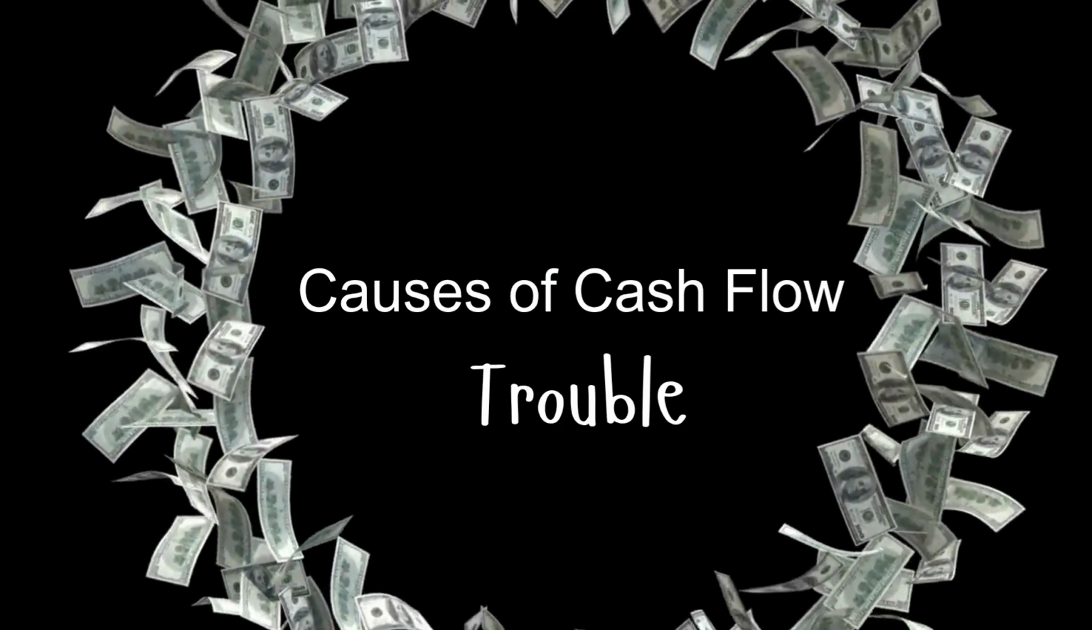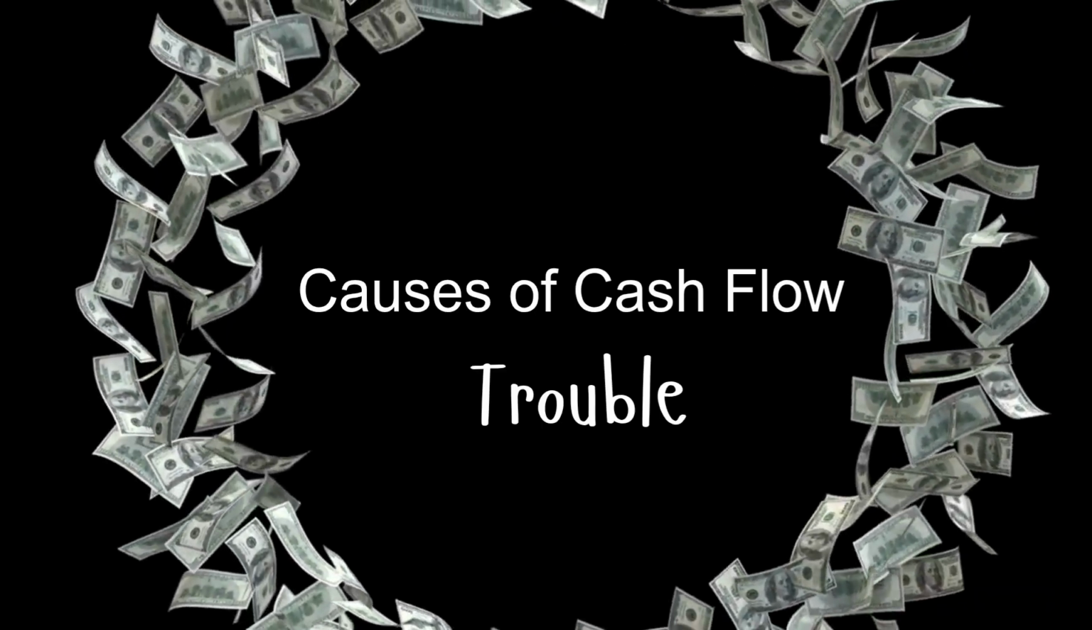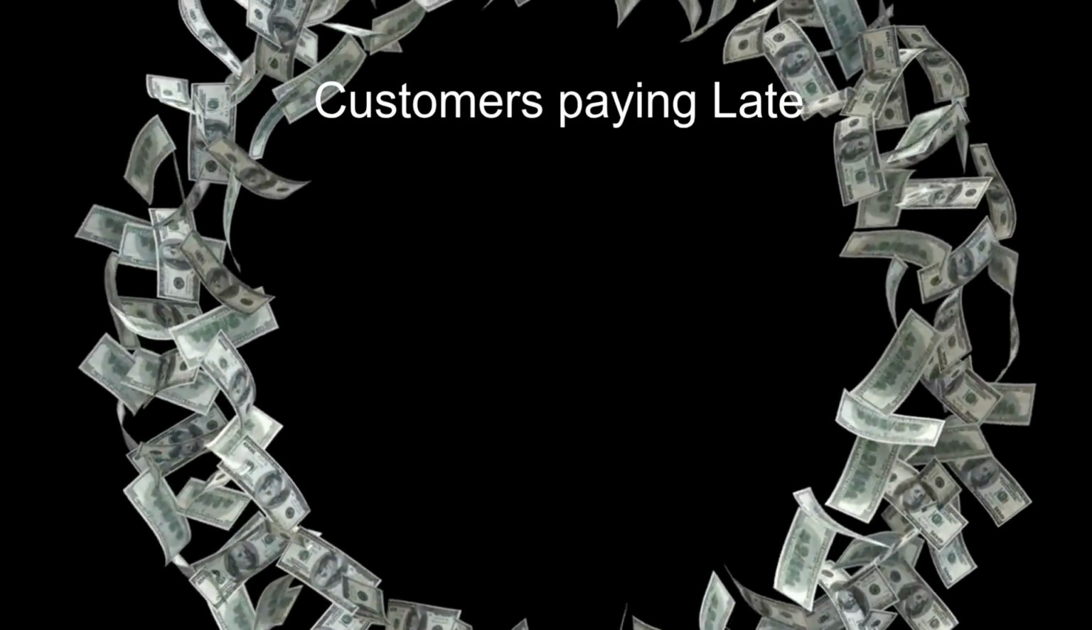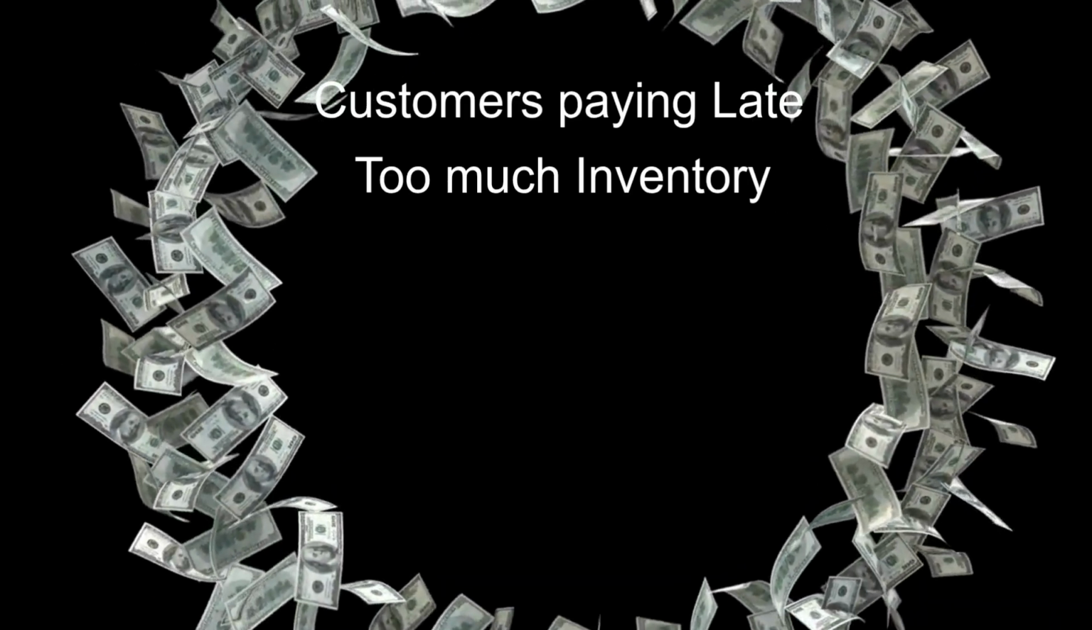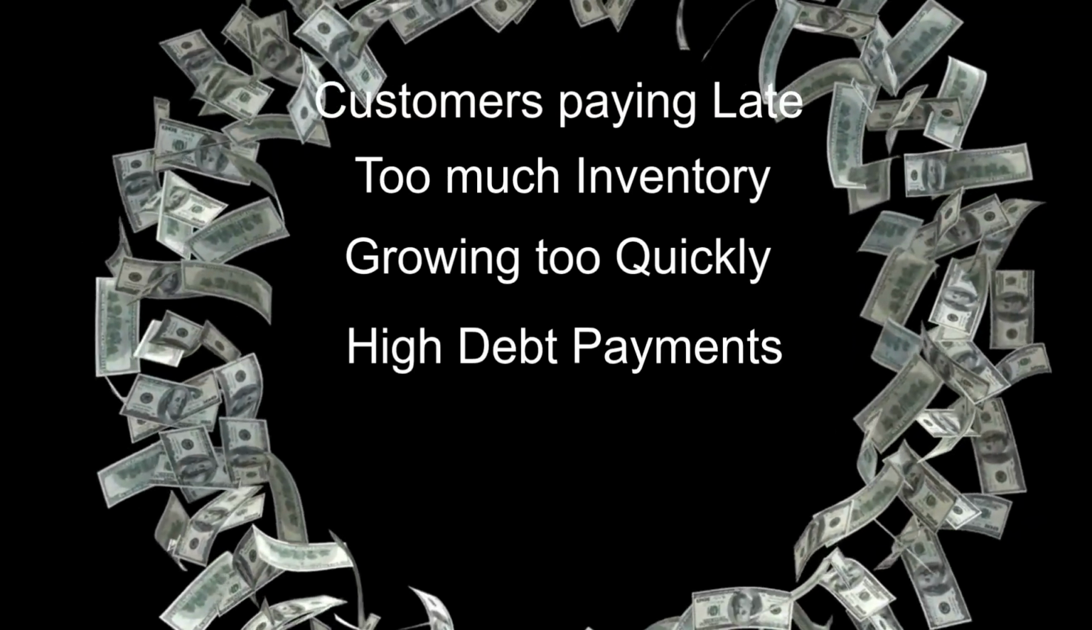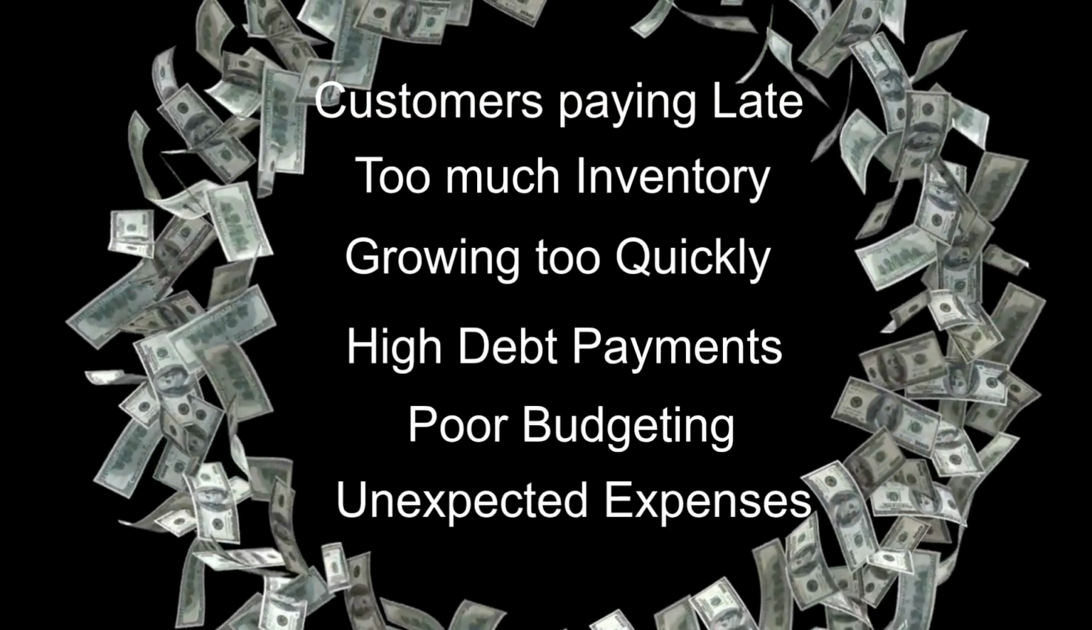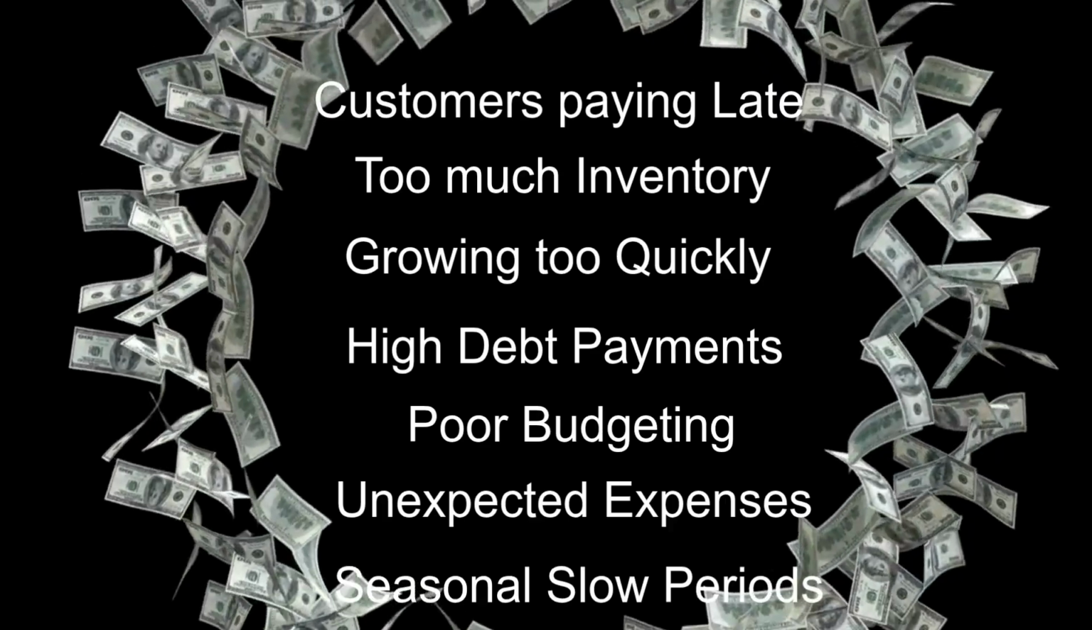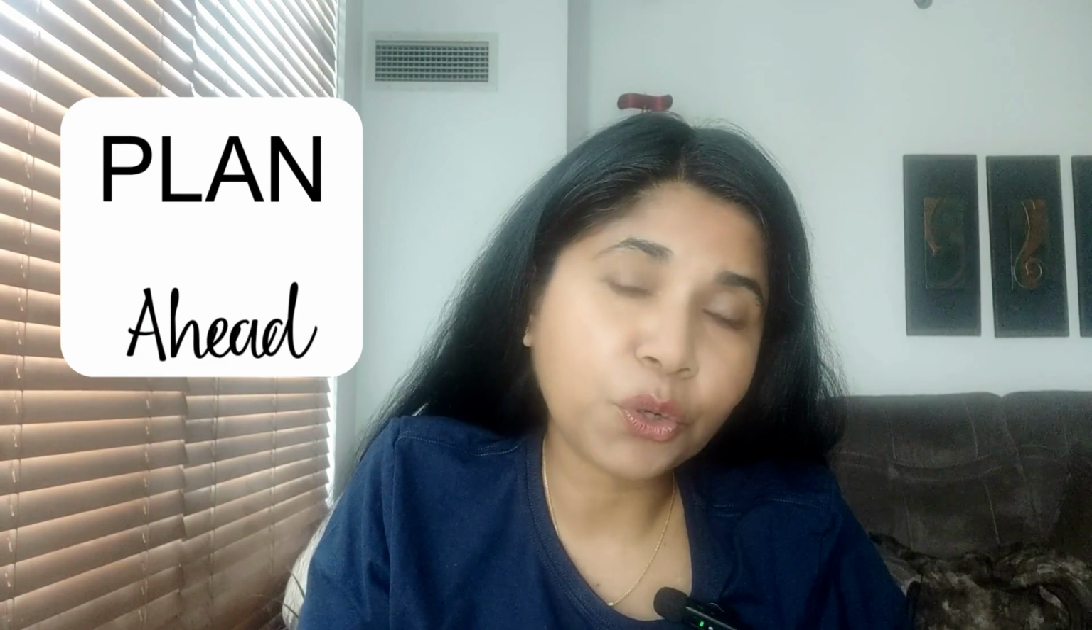So why do businesses run out of cash? See, a lot of businesses fail not because they are not making sales, but because they never separated out those numbers. So the common causes of cash flow trouble are customers paying late, buying too much inventory, growing too quickly, high debt payments, poor budgeting, unexpected expenses, and seasonal slow periods. Even genuinely successful growing businesses can run into cash flow trouble if they don't plan ahead for these.